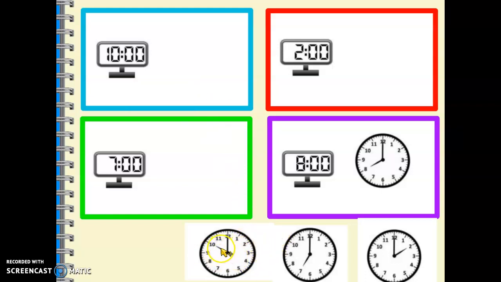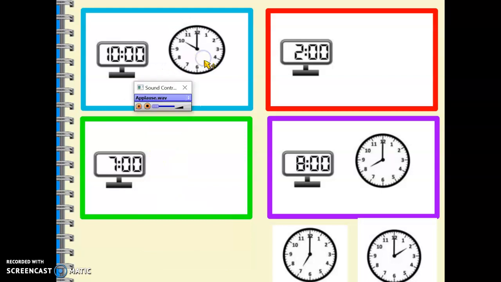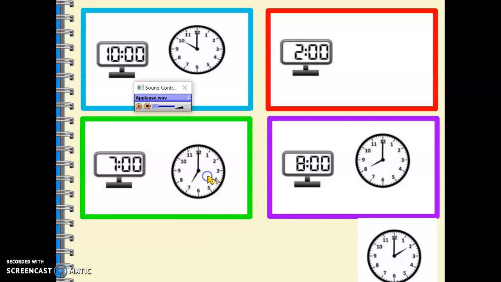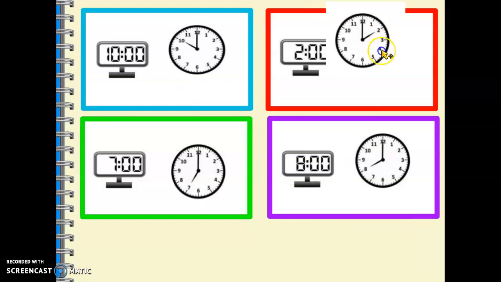Next clock. Okay, so the minute hand is on the 12, that's when we say o'clock. And the hour hand is on the 10, so that's 10 o'clock. Alright. Next one, we have 7 o'clock. So the hour hand is pointing to the 7, and the minute hand is on the 12, 7 o'clock. And then finally 2 o'clock.